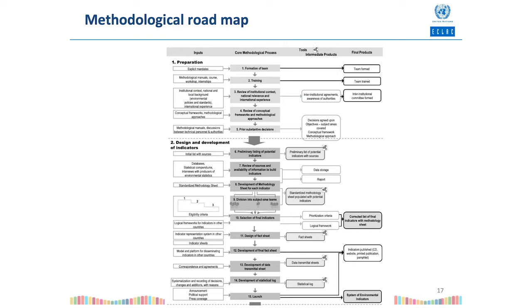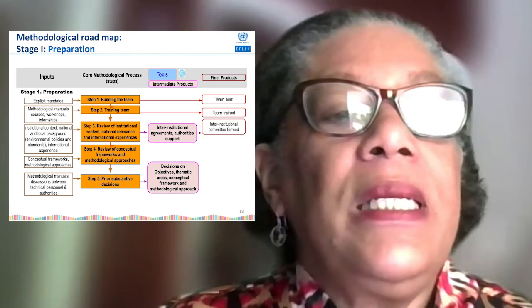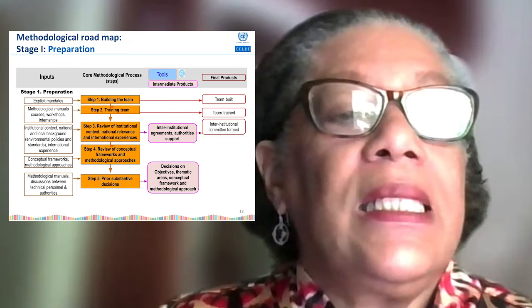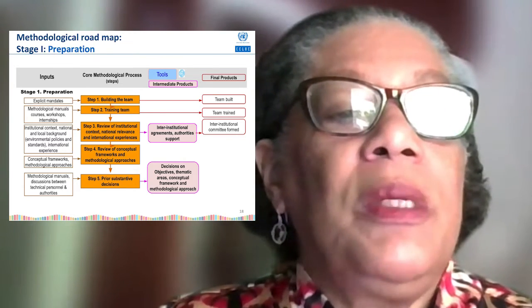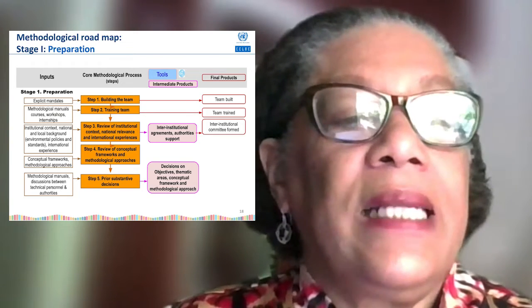This is another representation of the previous processes, and we will look at the highlighted second column and the different processes that we will go through later on. The first stage of the methodological roadmap is preparation. And the core methodological process, the steps as seen in the second column from the left, are building the team, training the team, reviewing institutional context, national relevance, and international experiences. The fourth step would be reviewing conceptual frameworks and methodological approaches, and then we would look at prior substantive decisions.